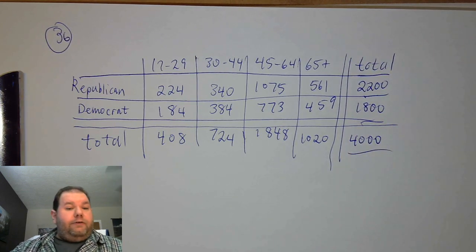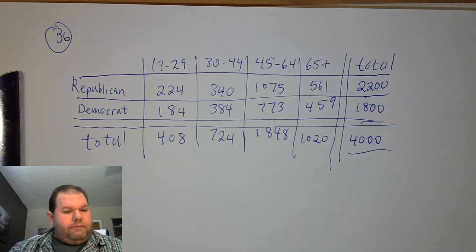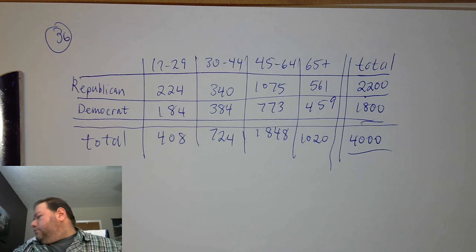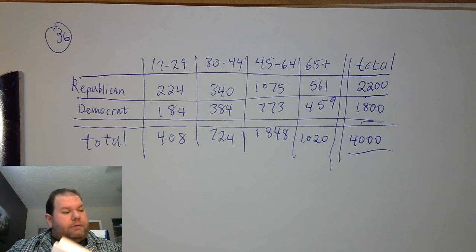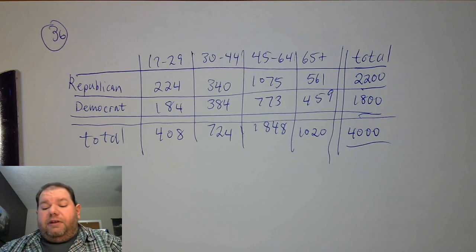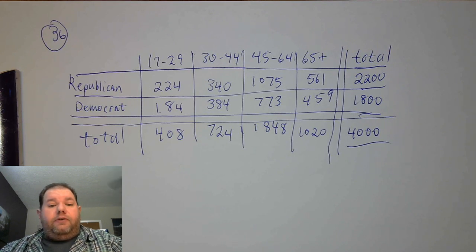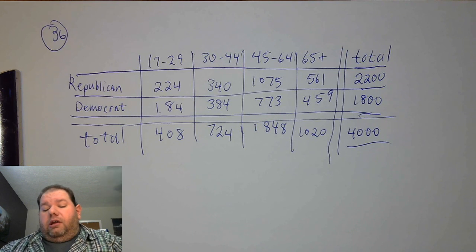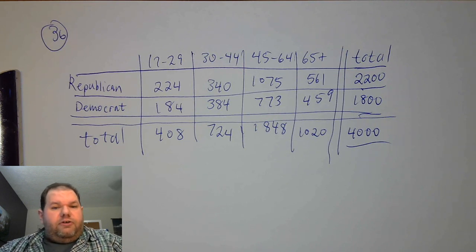So we have 4,000 people total in this survey. Basically just surveying people's political parties. Now, there are some different things that we can ask here, but I want to focus on the conditional probability since we don't have a lot of time left. But we could ask all the same questions we talked about before.